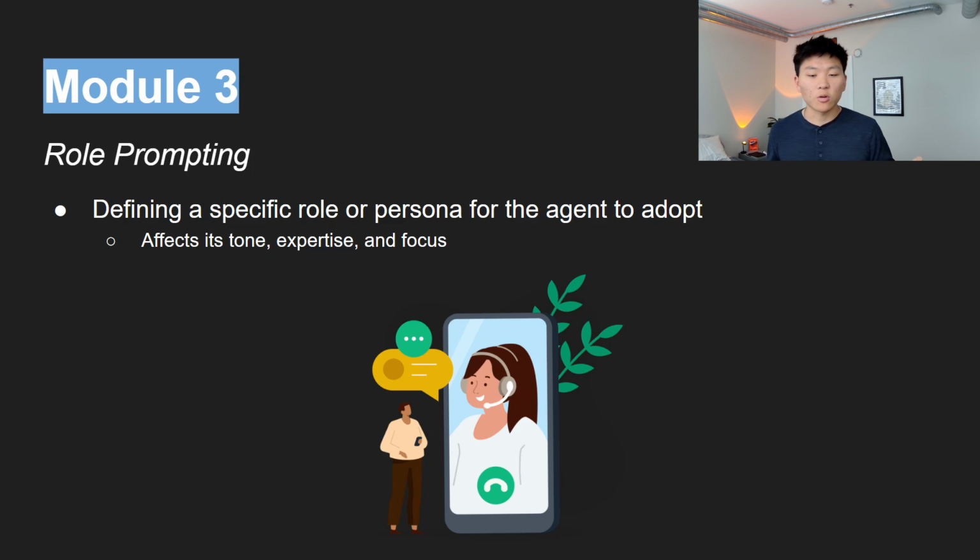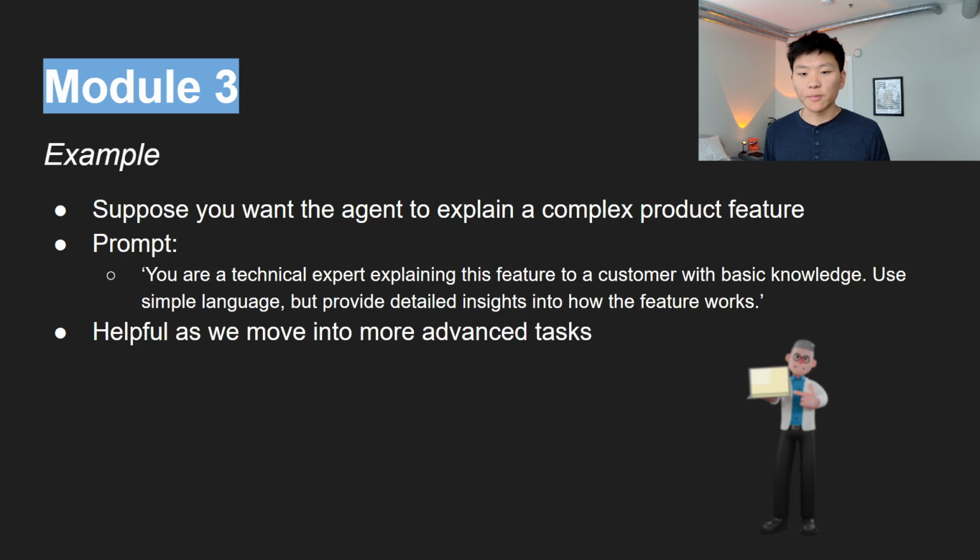So here's why role prompting matters. When you define the role, it's going to understand the language and the level of expertise and the approach that it should use. So yeah, pretty self-explanatory. Let's get into it. Quick example, suppose you want the AI to explain a complex product feature. You could prompt it by saying, you are a technical expert explaining this feature to a customer with basic knowledge. Use simple language, but provide detailed insights into how the feature works.